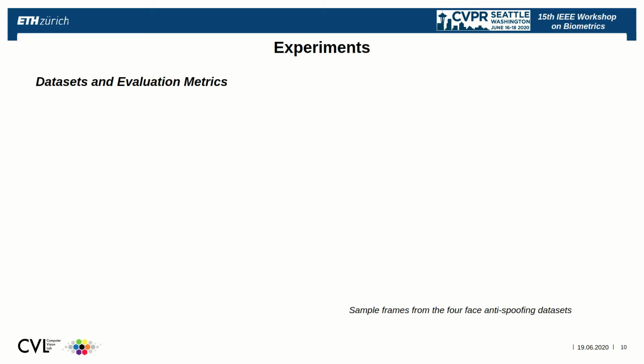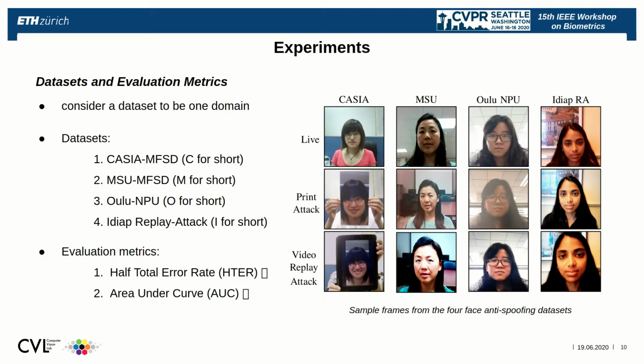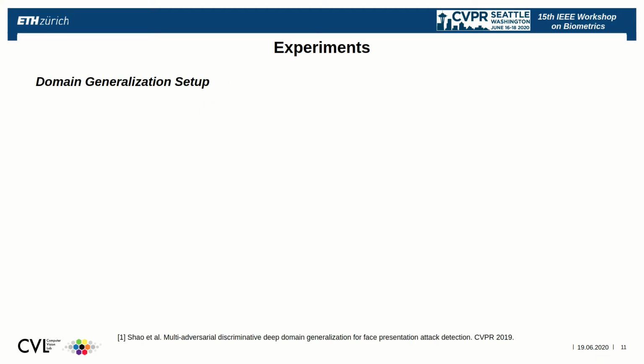Now we can have a look at the experimental settings. We consider a face anti-spoofing dataset to be one domain. We use the following 4 face anti-spoofing datasets for training and evaluation: CASIA MFSD, MSU MFSD, OULU NPU, and IDIAP replay attack. We use half total error rate and area under curve as 2 evaluation metrics in this work.